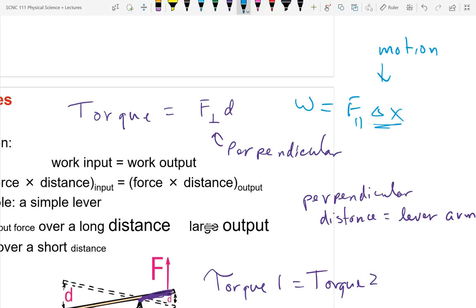For torque, that's the lever arm distance. It's not the distance it moves. But they both have equations of force times distance, and it can be really confusing.